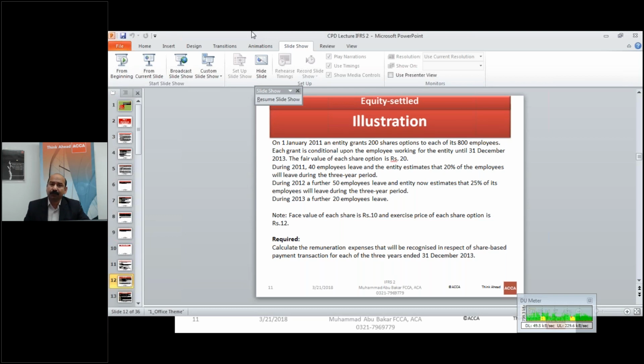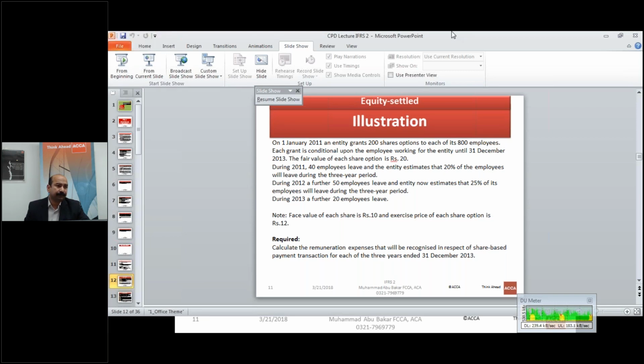In that case, you will estimate the number of employees accordingly. There are different methodologies, of course. The history is one thing. If the company is new, you can look at similar companies. What is the labor turnover? What is the staff turnover? So that can help you in the determination of the people who will stay with you.